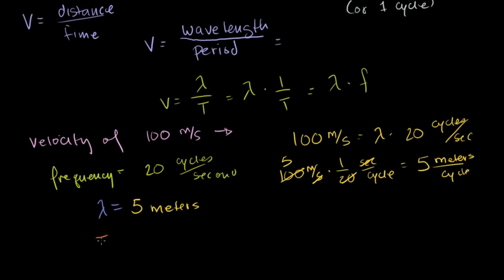The period here is just going to be 1 over the frequency. It's going to be 1 over 20 seconds per cycle. So using these formulas, and I don't want you to memorize the formula, it should be intuitive for you, and hopefully this video made it a little bit intuitive. Using this, you can really answer almost any question if you're given two of these variables and you need to solve for the third.